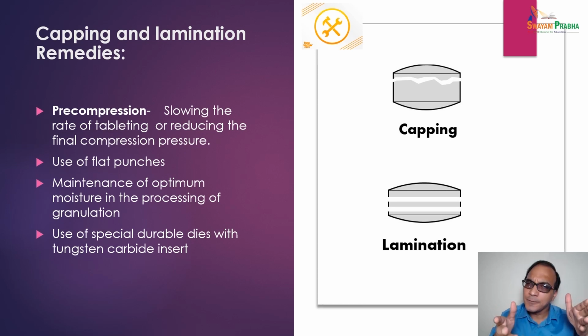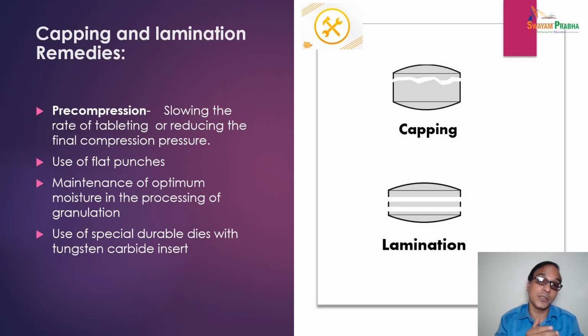Use flat punches rather than concave punches. If you use flat punches, there will be more even force application onto the tablet at the time of compaction, and it will lead to uniform pressure onto the tablet body, and thereby issues like capping and lamination will not be there.